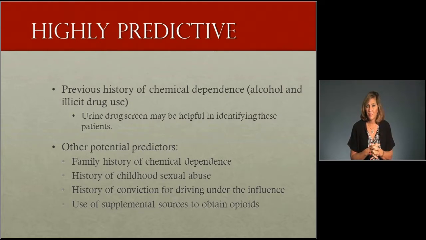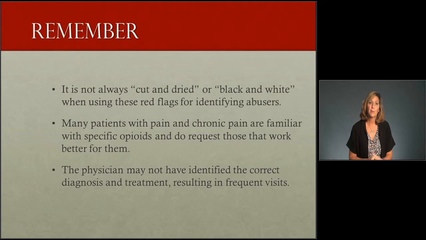Other potential predictors is a family history of chemical dependence, which means they're more likely to develop that. History of childhood sexual abuse, history of convictions for driving under the influence, and then the use of supplemental sources to obtain their opioids, like mail prescriptions and getting prescriptions from other people. Those are, again, pretty good potentials. But bottom line, it's never cut and dry. All right, it's never cut and dry.